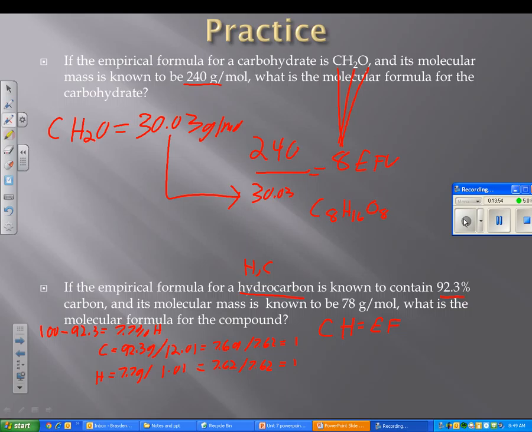So now we've got to find the molar mass of CH, which is 13.02 grams per mole. And then we can take the molar mass of the molecule, 78. So use 78 divided by 13.02, which gives you 6 EFUs. And then you times them by the subscripts in your empirical formula. So you get C6H6 as your molecular formula. That one was pretty easy.